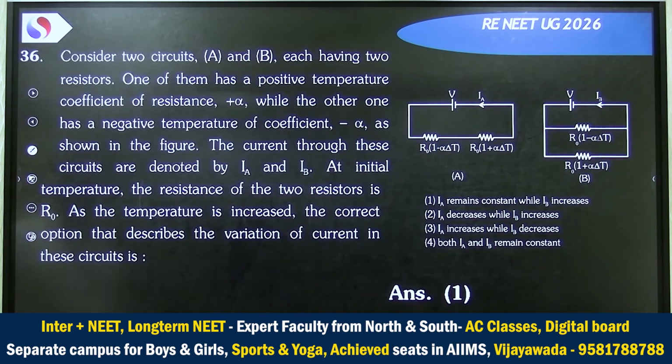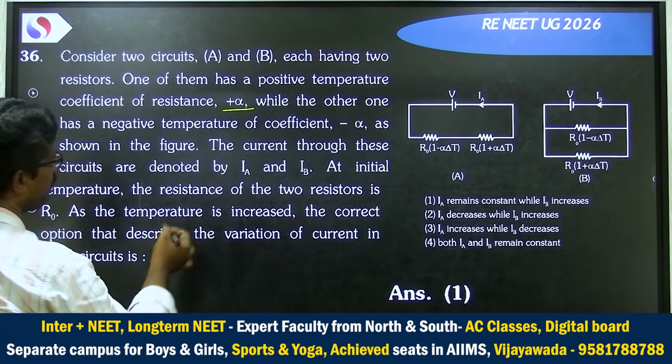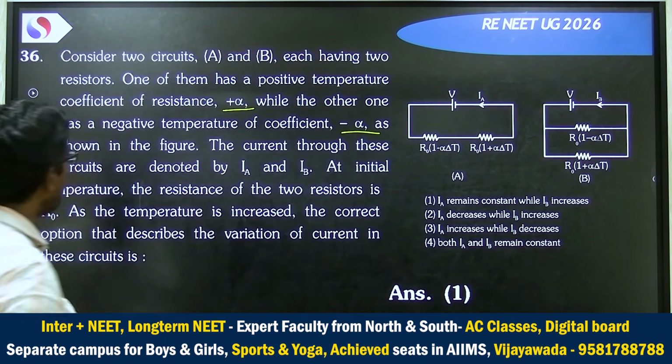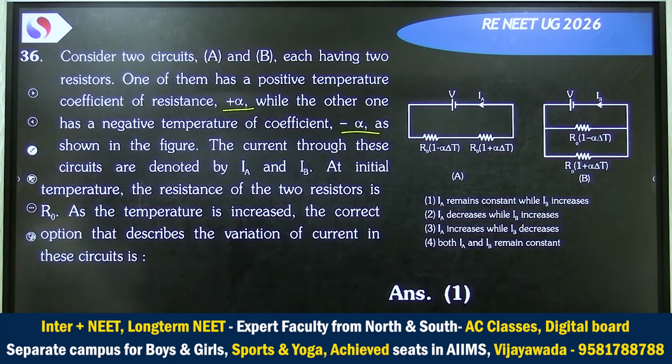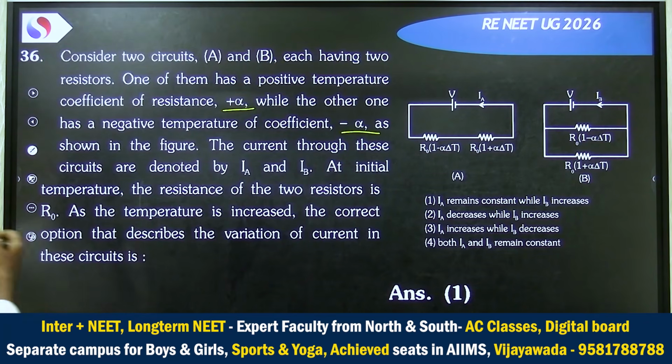Next one. Consider two circuits A and B, each having two resistors. One of them has a positive temperature coefficient of resistance, plus alpha, and the other has a negative temperature coefficient, minus alpha. As shown in the figure, the currents through these circuits are IA and IB. Initially, at the starting temperature, the resistance of each resistor is R0. If the temperature increases, what is the correct relation?